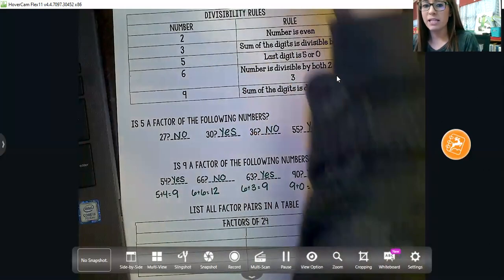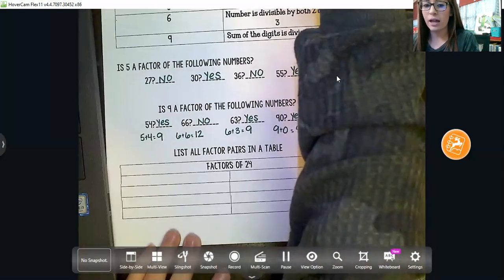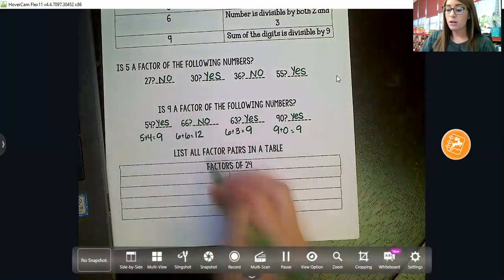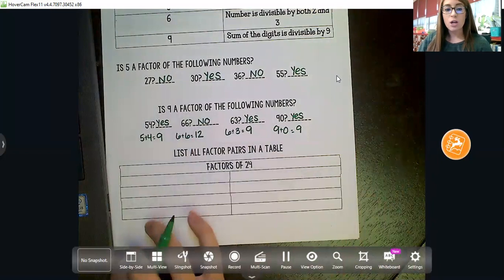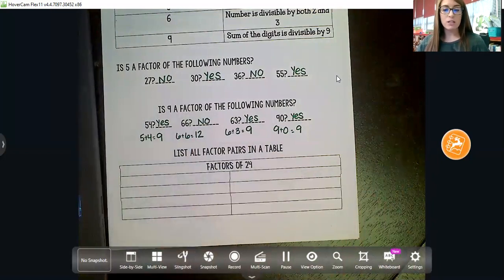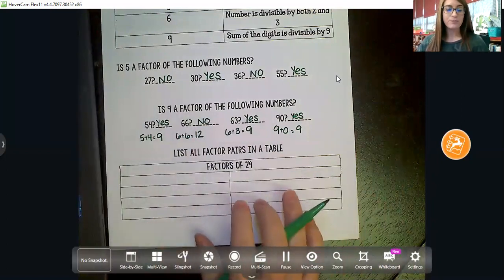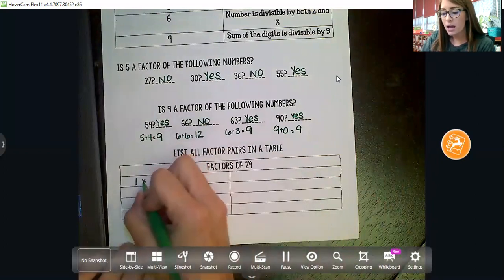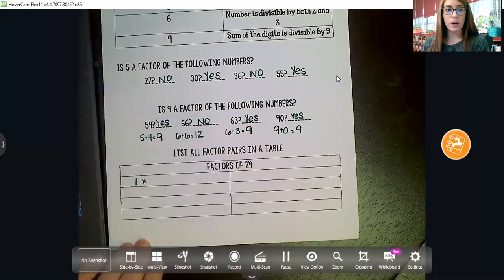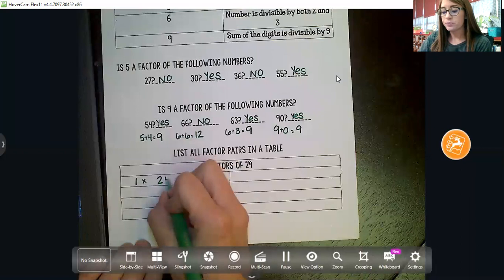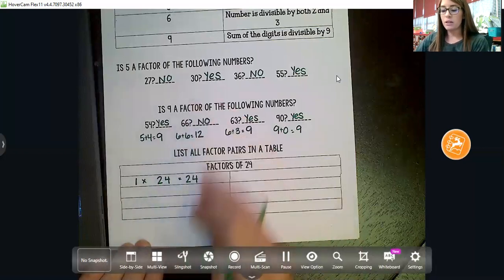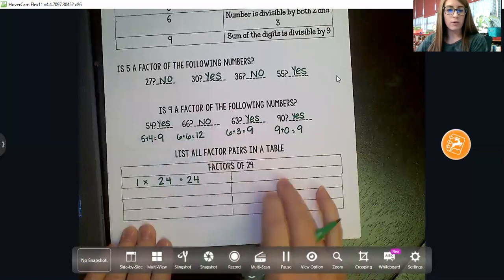All right, let's look at the last part of this. We're also going to be looking at listing factors and factor pairs in a table. So let's look at our factors of 24. Remember, when we start with factors, I always like to start with what number? Very good, I always like to start with 1. So 1 times what is going to give me 24? Good, 1 times 24 gives me 24. Okay, let's work on listing the factor here before we go over here.